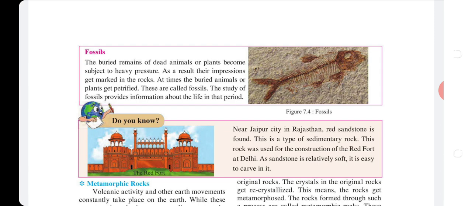Do you know, near Jaipur city in Rajasthan, red stone is found. This is a type of sedimentary rock. This rock was used in the construction of the Red Fort at Delhi. As sandstone is relatively soft, it is easy to carve.